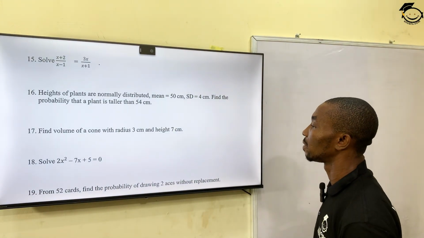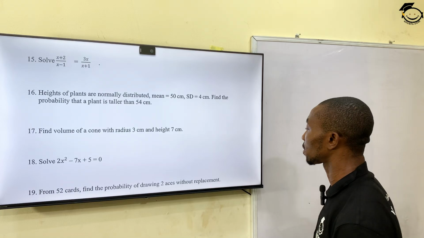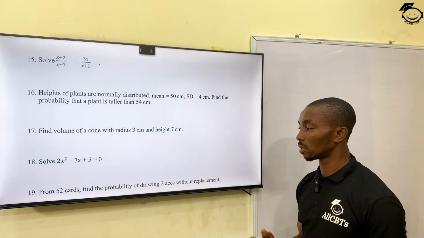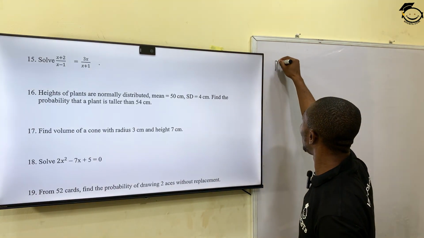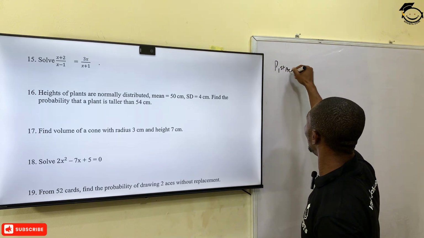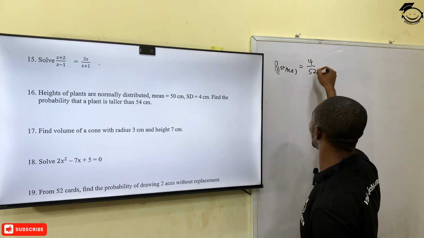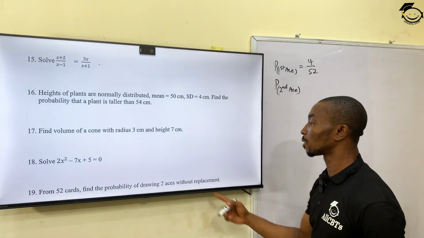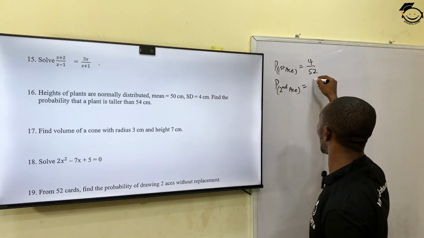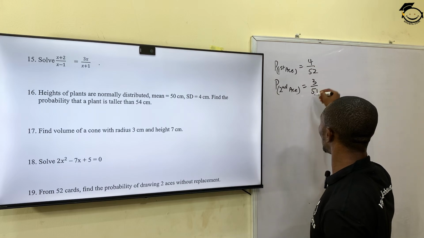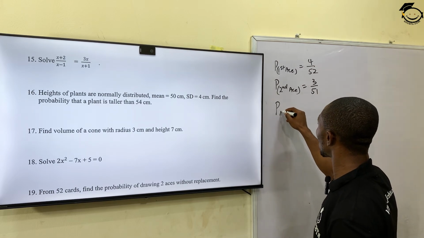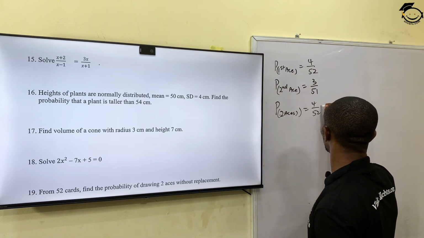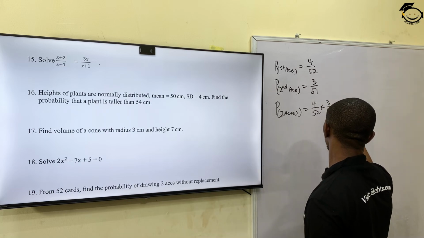From 52 cards, find the probability of drawing 2 A's without replacement. Now, we know in a pack of 52 cards, there are 4 A's. So the probability of drawing our first ace would be 4 over 52. And probability of drawing second ace, since it's without replacement, the number of our cards will drop, will become 3 over 51. So probability of drawing two aces would be 4 over 52 times 3 over 51.